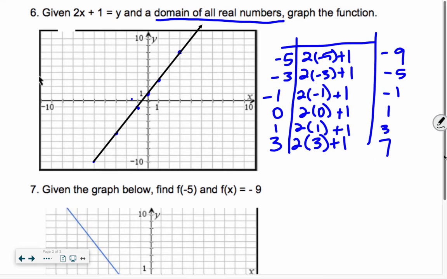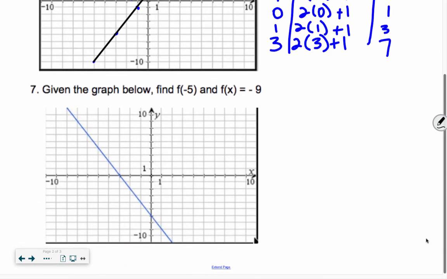All right. Given the graph below, find f of -5 and f of x equals -9. So this is two questions, question 1, question 2.